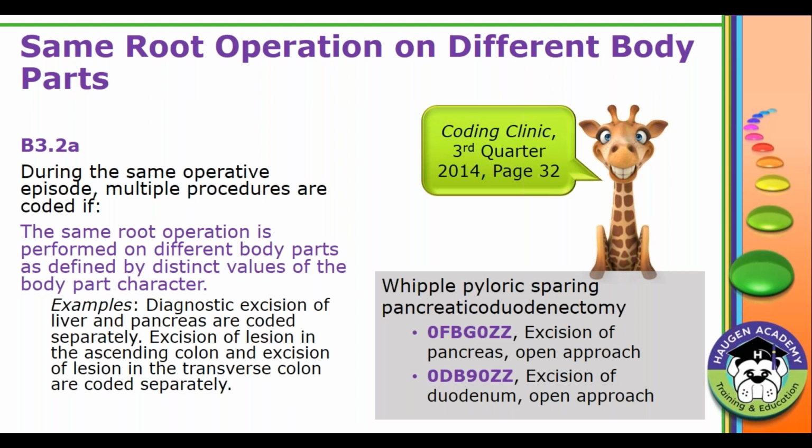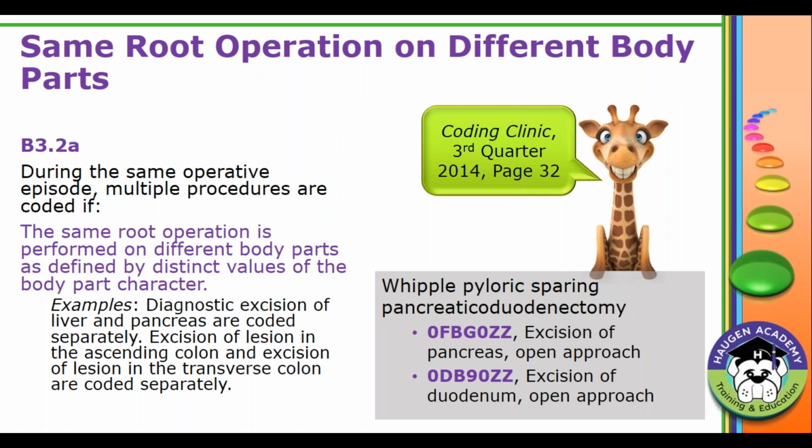On the left side here, we've given you the example that is printed in the coding guidelines. On the right side with our cute little giraffe here, there was a Coding Clinic article that was published in third quarter of 2014 that addressed the Whipple procedure. And the Whipple procedure is a pancreaticoduodenectomy, which can involve varying degrees of removal of the pancreas, the stomach, sometimes the stomach pylorus, which has its own body part in ICD-10 PCS.